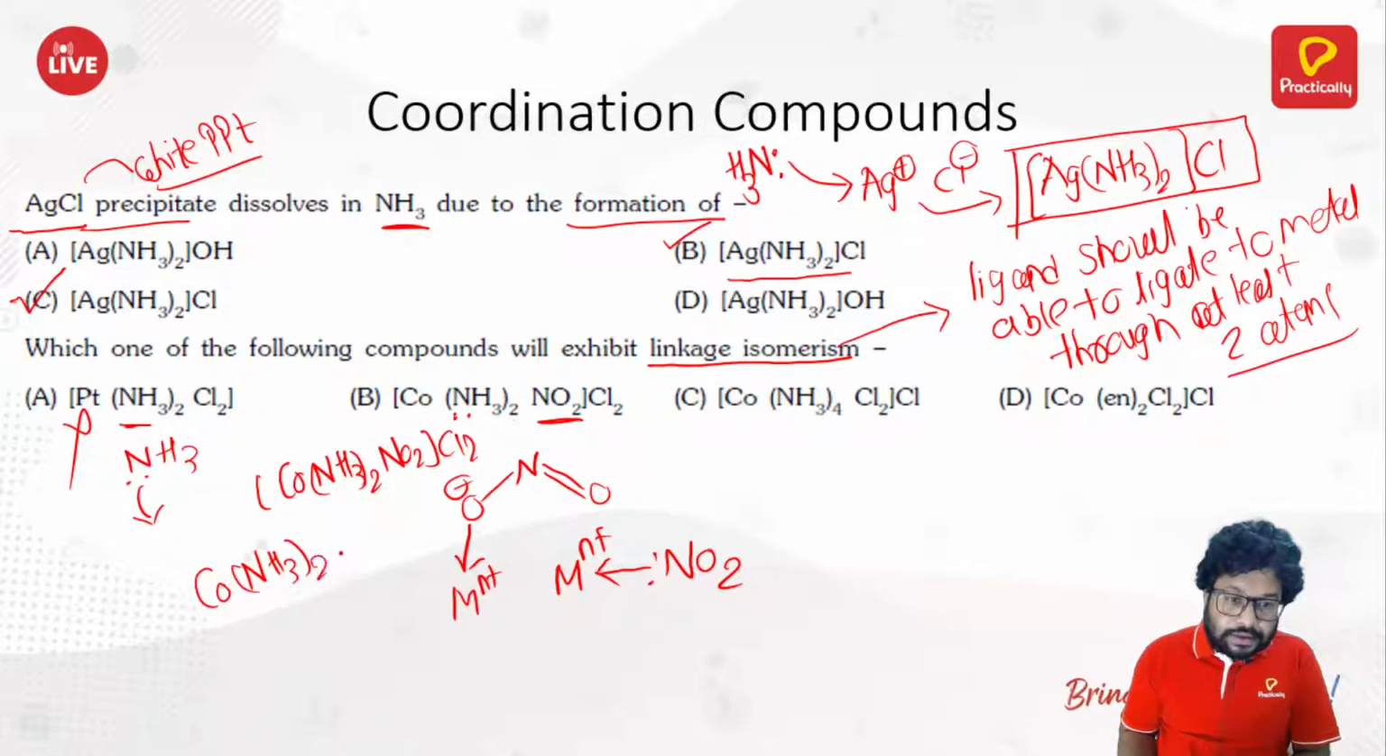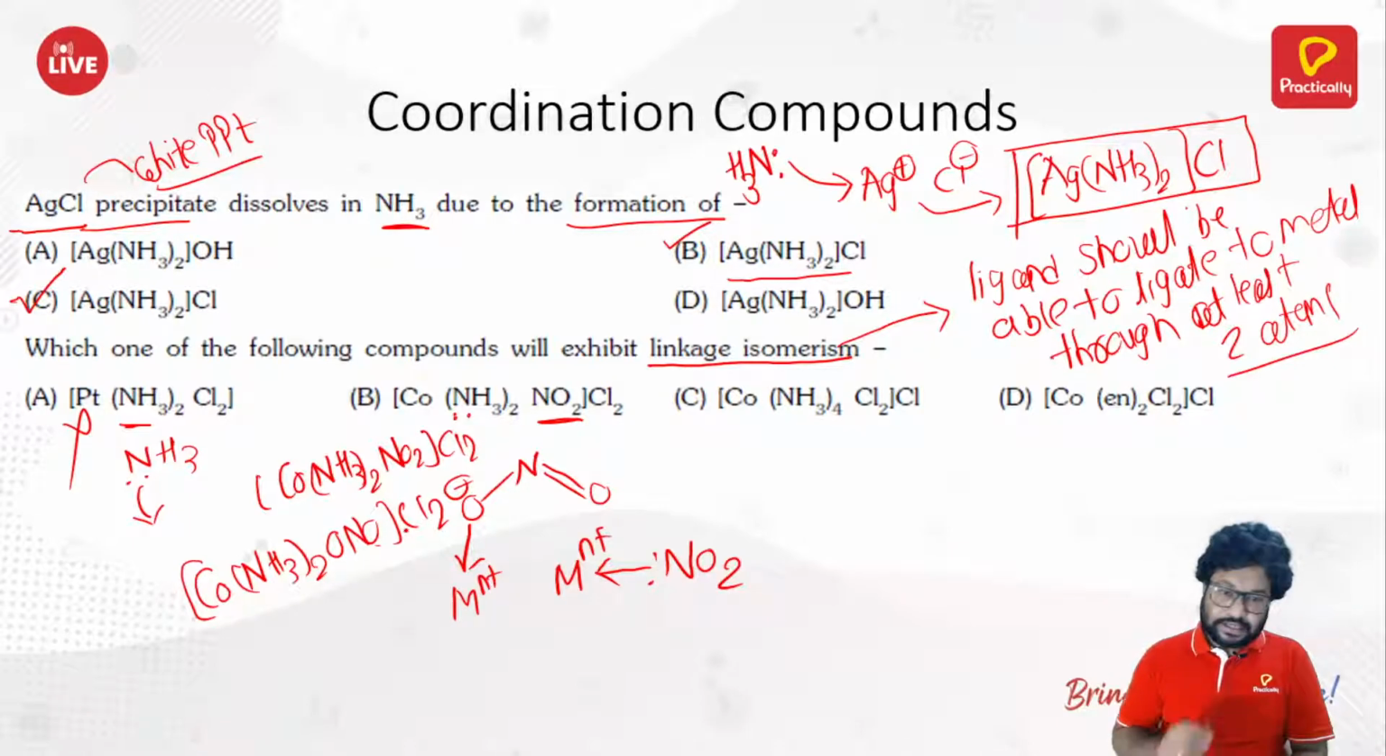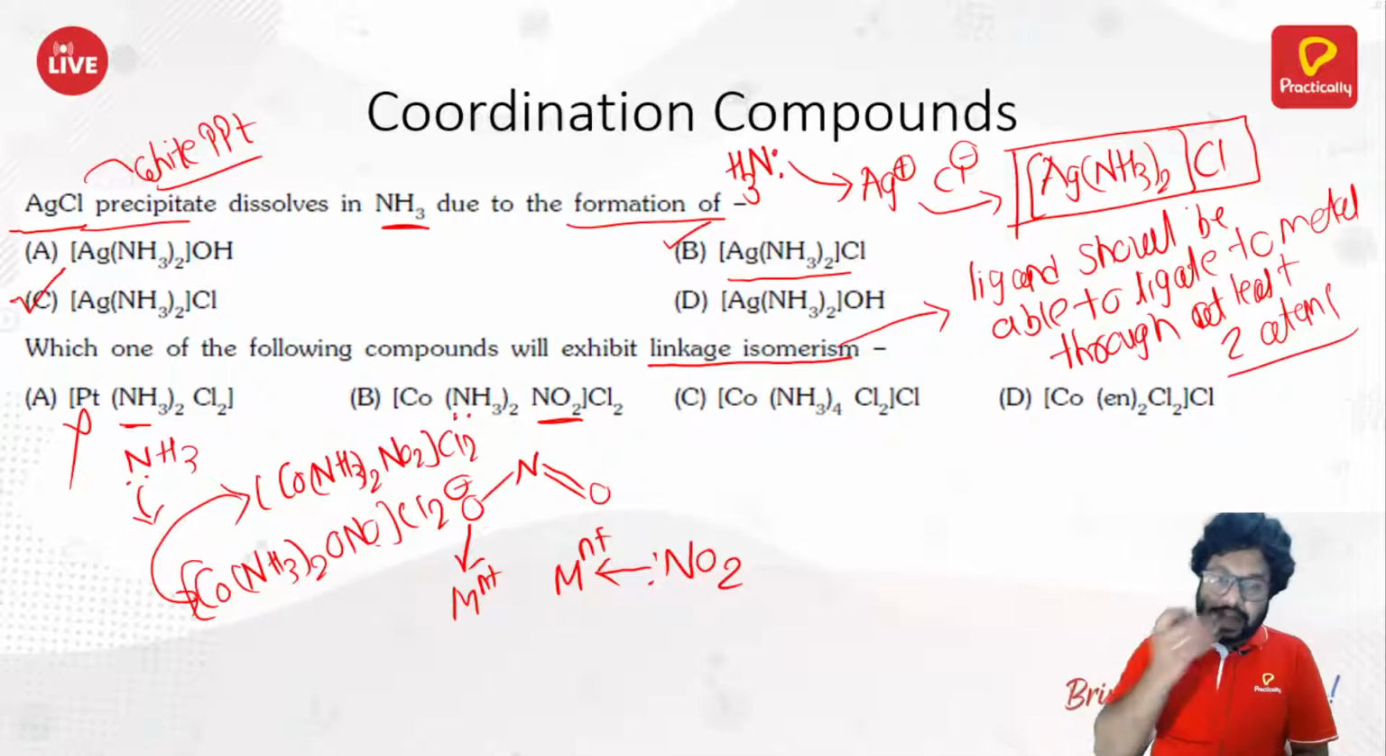CoNH3... ONO Cl2. That's how you can represent it. And both of these two are linkage isomers of each other. That is why this particular compound can show linkage isomerism.